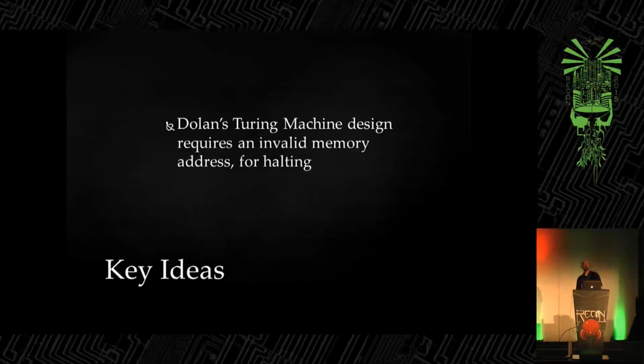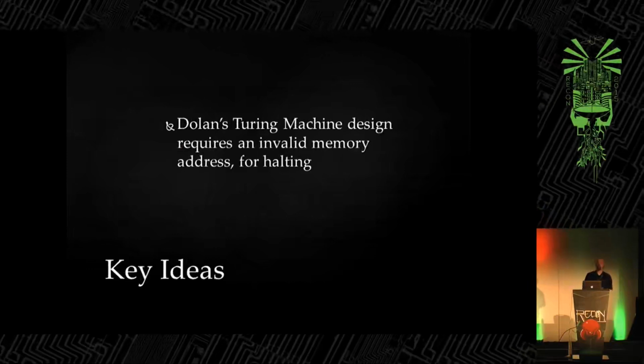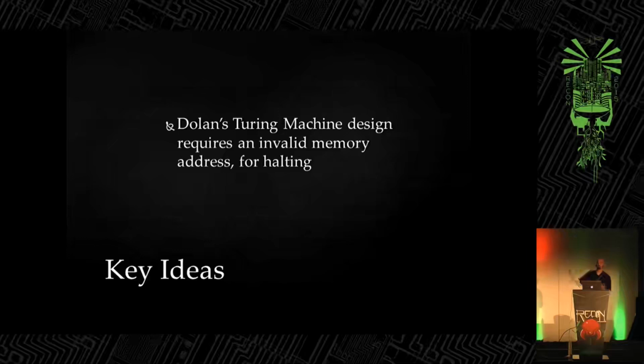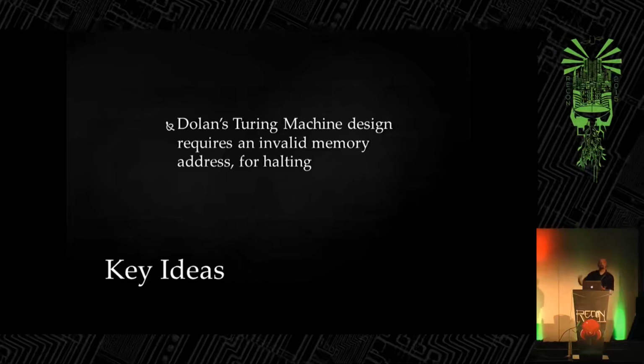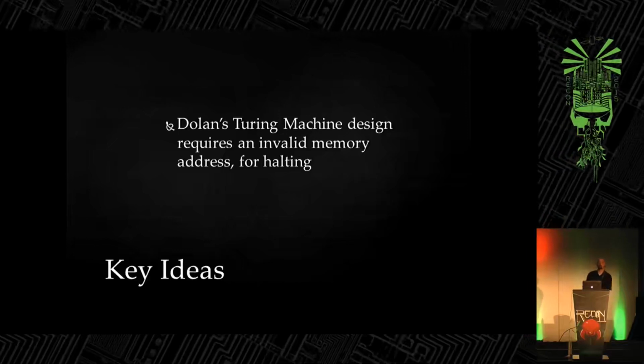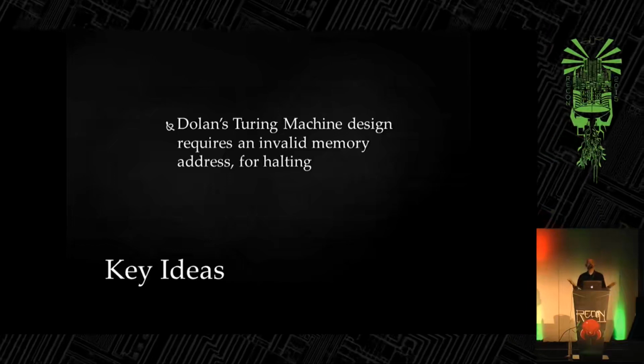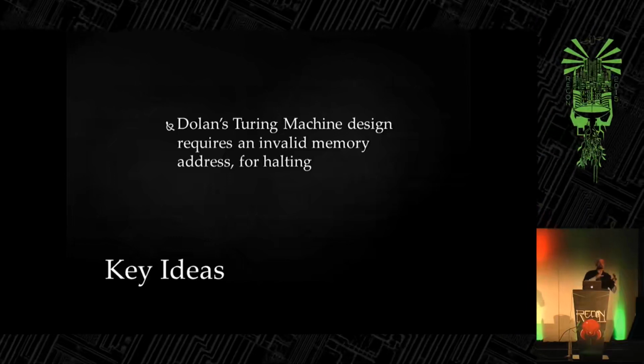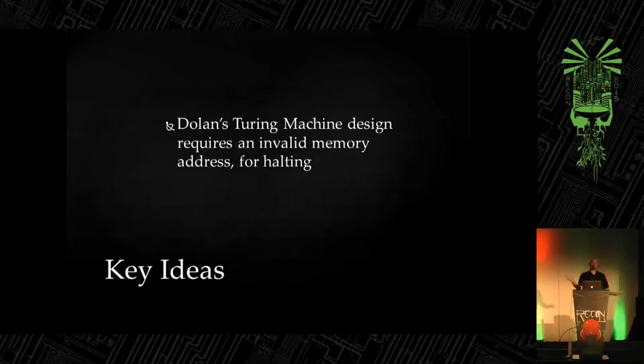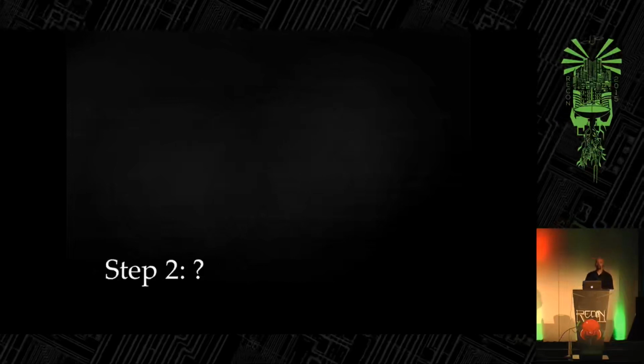Another key idea from his paper: his Turing machine required an invalid memory address for halting. If you imagine we've just got these moves executing in a loop forever, we need some way to stop the program. So Dolan said, assume my Turing machine has some invalid address, and when I try to access that address, the program stops. So that was another useful idea that we can adapt.